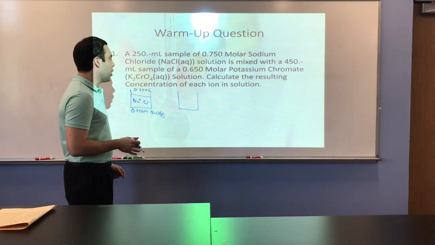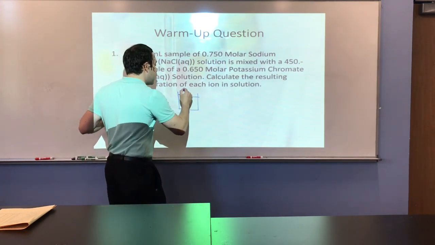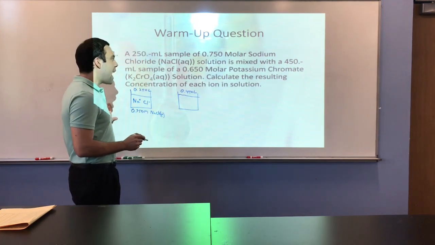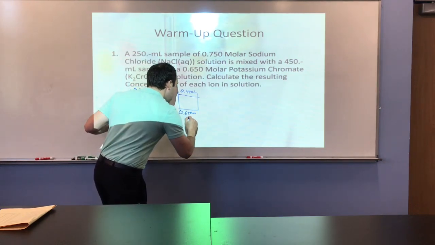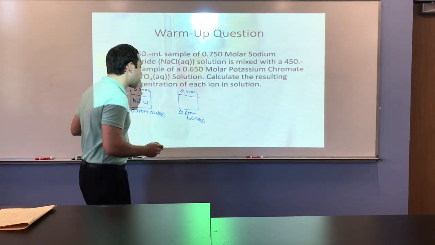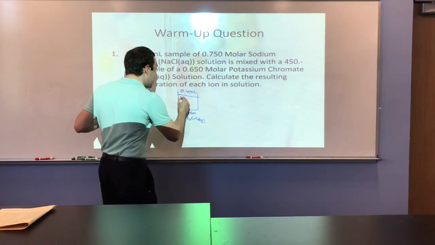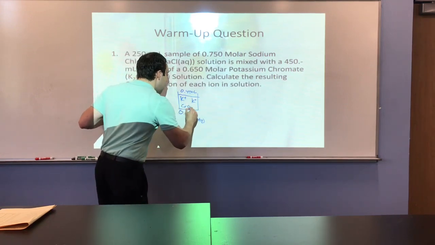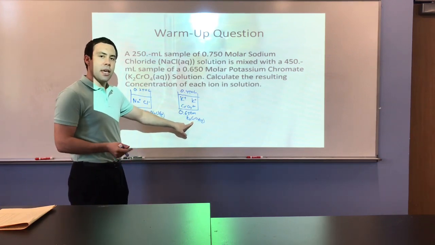For the other beaker, we have a 450 milliliter sample, so it's 0.450 liters, of potassium chromate of a 0.650 molar K2CrO4 aqueous solution. And when this breaks up into ions, it breaks up into 2 K plus and 1 CrO4 2 minus. Chromate's a polyatomic ion you could find on table E.